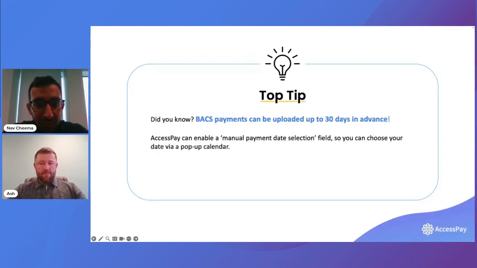Just a top tip for all our AccessPay users. BACS payments can actually be uploaded 30 days in advance, and you can do this by enabling a manual date selection feature in your workflow. A typical use case for this is if the person responsible for processing payroll is going to be out at the end of the month, for example, they can upload the payroll file to AccessPay as usual, but select a future payment date just to ensure that it's going to get paid out on the correct date and not have to worry about getting someone else to process the file at the end of the month. So it's a really good workaround. If you think that's useful, please reach out to your support team and they can get that enabled for you.